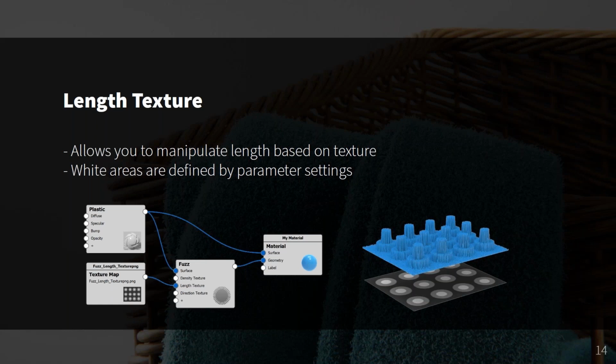In this slide's example, you can see a black and white texture map below, which is affecting the overall distribution and patterning of the fuzz effect on the plane above. Take note that the length texture reacts similarly to the density texture example. Areas that are pure white are unaffected, while darker areas exhibit a reduction in fuzz length.